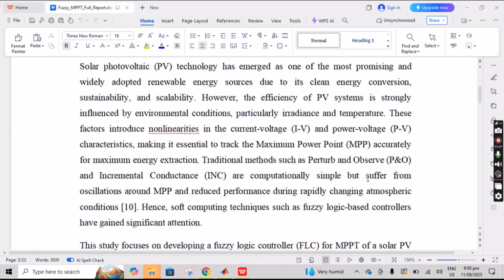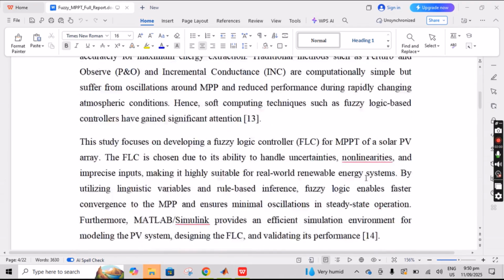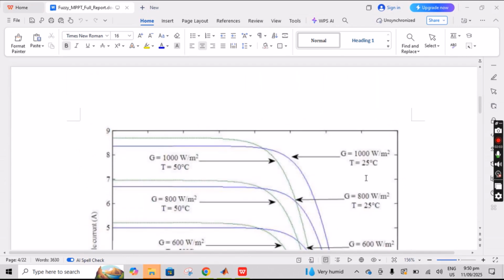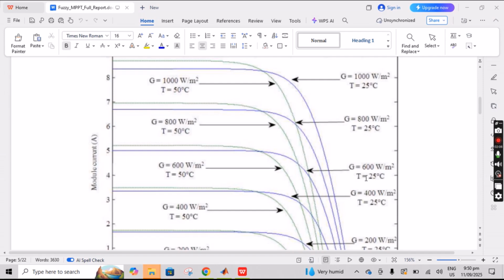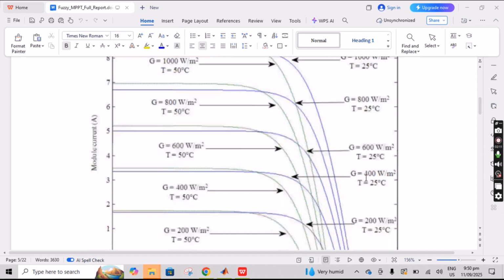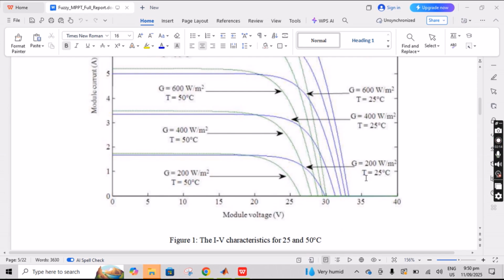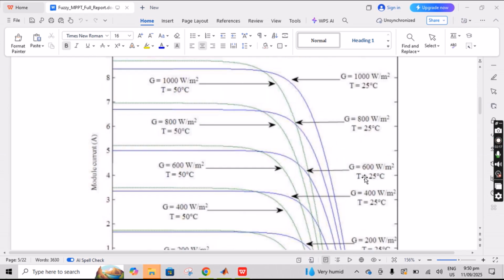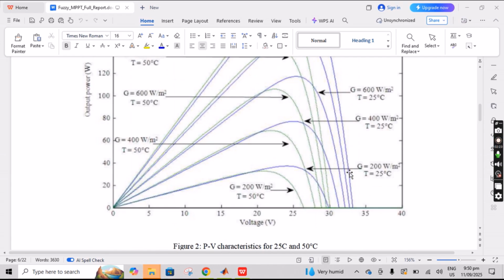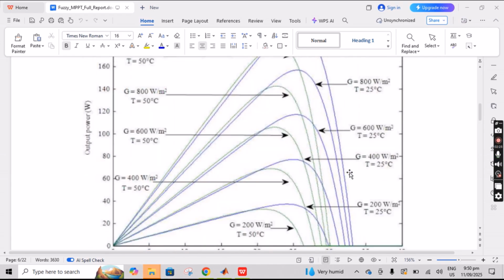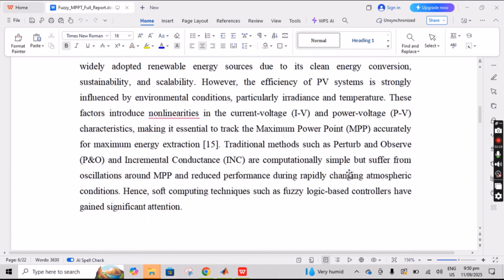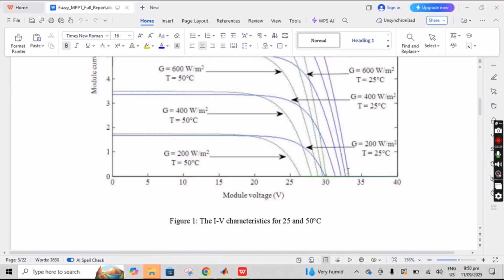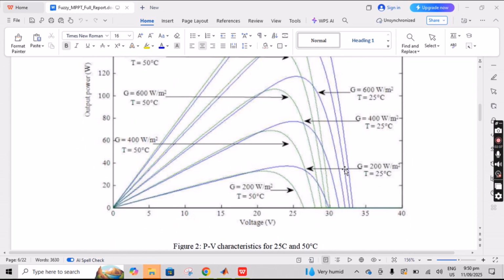I have explained everything in this section, the introduction. The next part shows the different voltage, irradiance, and temperature levels of the IV characteristics of PV modules. This is the IV characteristic and this is the PV, power-voltage, characteristic. This one represents the current and voltage, and this one represents the output power.